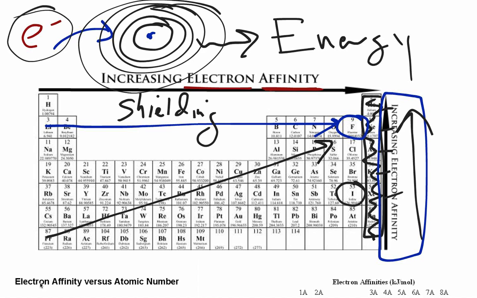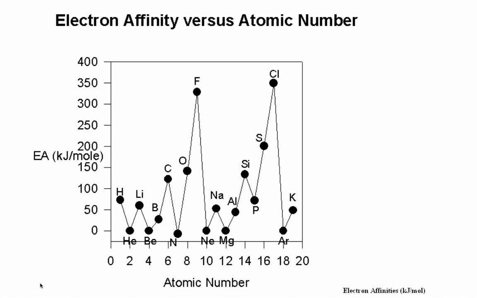It increases from left to right as we're filling that octet. Now, this trend isn't completely perfect. What we'll see is there are some hiccups. And notice this has the values as positive values. Typically, they're going to be listed as negative because this energy is going to be released from the atom. So the atom itself is going to go down in energy. It is an exothermic reaction. It is releasing that energy.